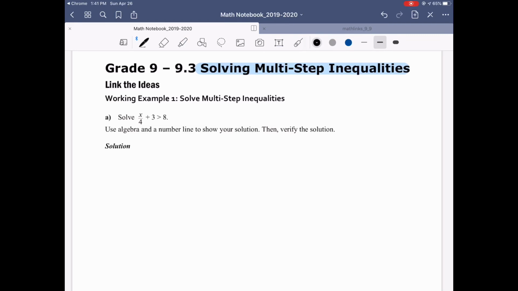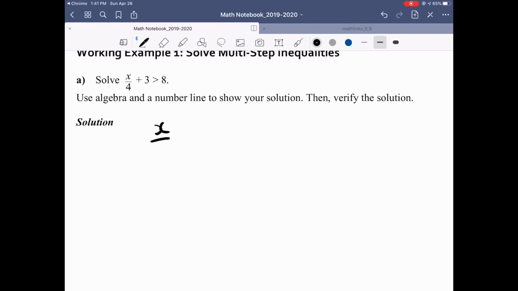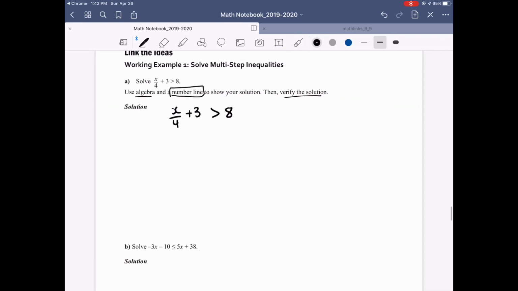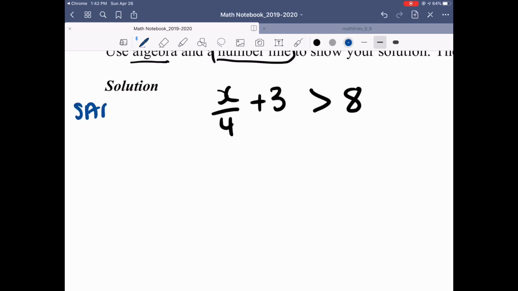The first example says solve x over 4 plus 3 is greater than 8. Then it says use algebra and a number line to show your solution and then verify your solution. So we have to solve it and then put our answer on a number line. If we were doing SAMDEB, you still have to do opposite operations to solve this. So the first thing we would do is minus 3 from both sides to cancel it out.